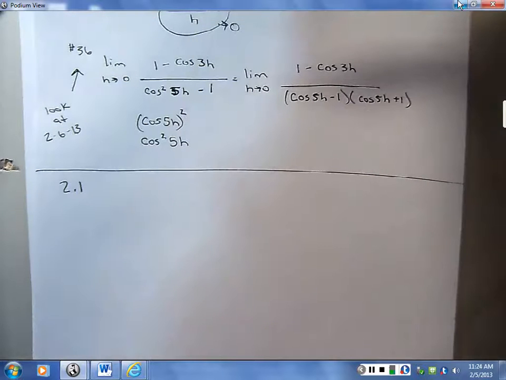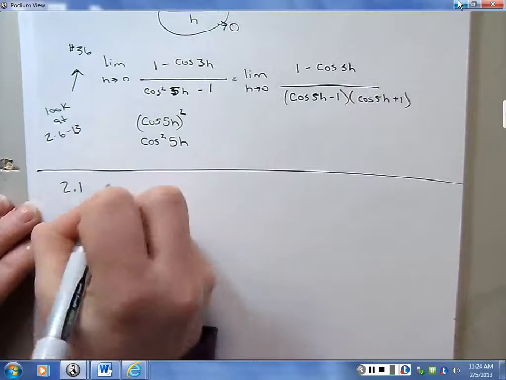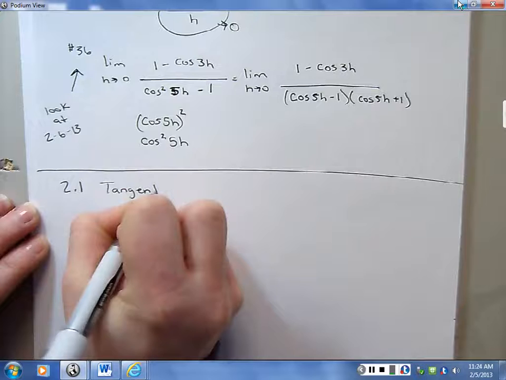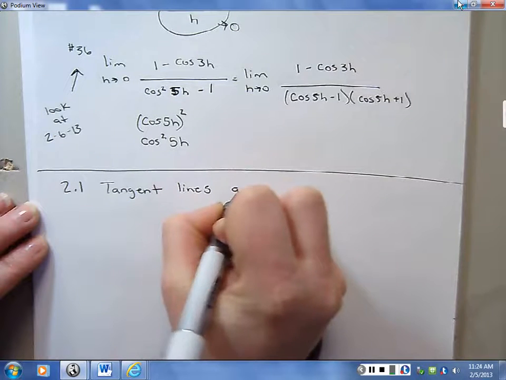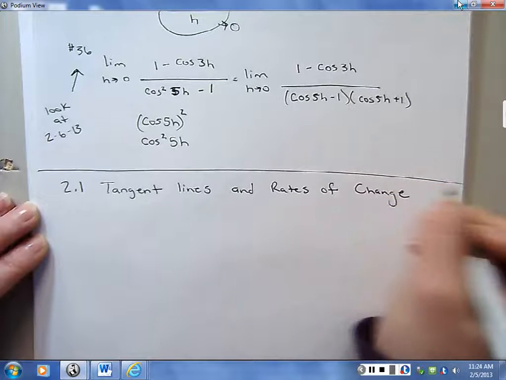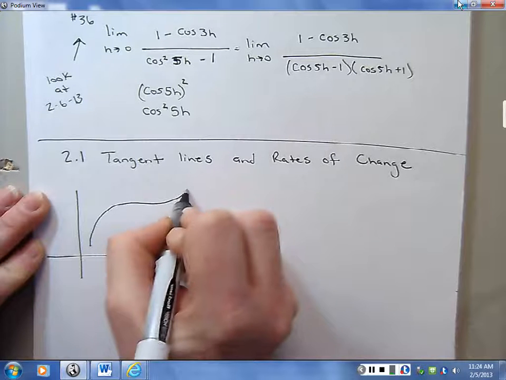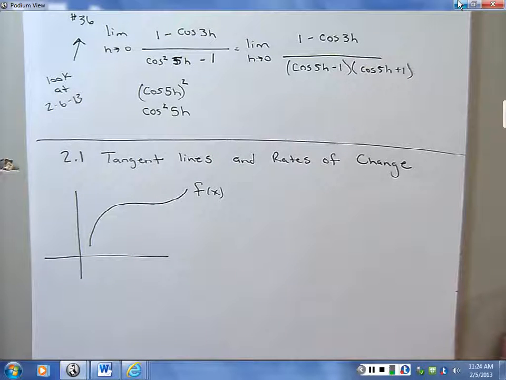2.1 has to do with tangent lines and rates of change. Eventually, we're going to get to the definition of the derivative. So 2.1, tangent lines and rates of change. There are two concepts you talk about in this chapter: average rate of change and instantaneous rate of change. You can be talking about the average velocity, instantaneous velocity, various different types of applications.